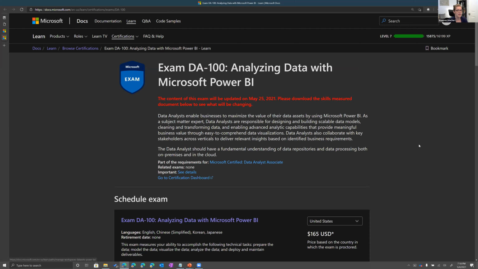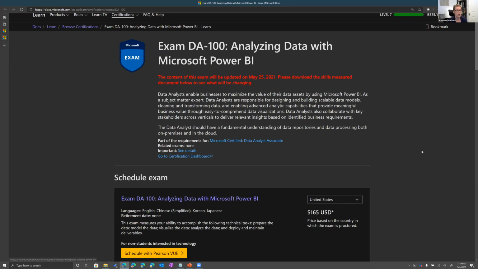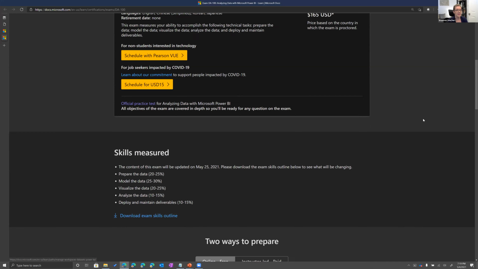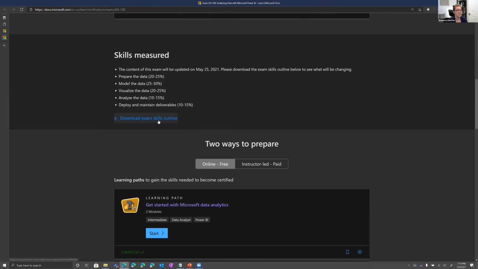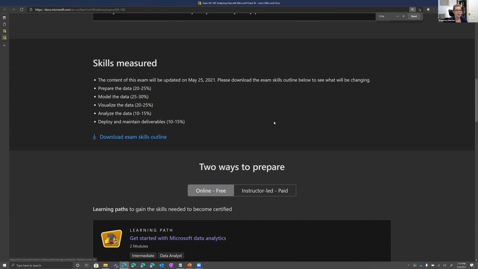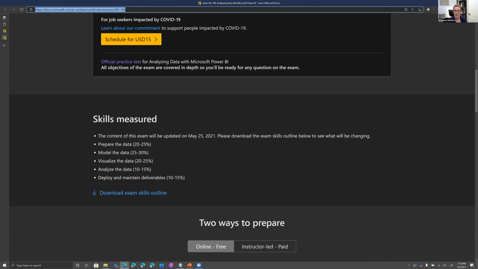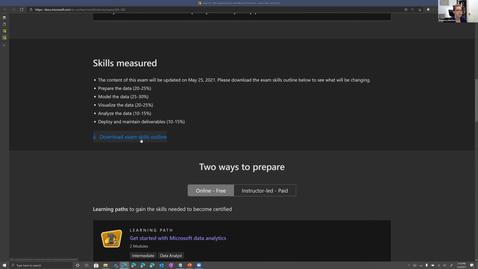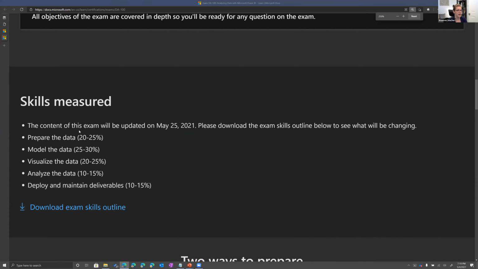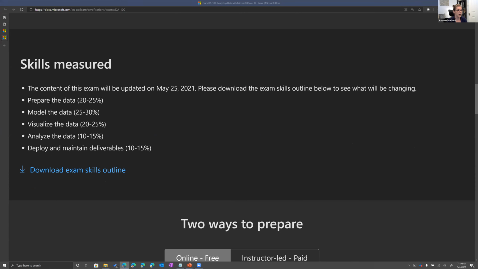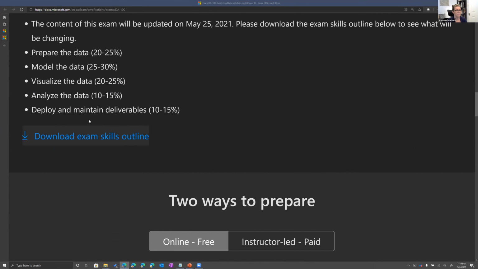If you open up the web page, there are a number of different links in here, but I like to scroll down. The first place I like to visit here is this skills measured. Let me just drop this also into the chat in case people want to follow along. Here, what you can see in the skills measured is what we're going over in the exam. So we are preparing and modeling data, visualizing data, doing analysis, and deploying and maintaining deliverables. Now, these could mean different things to different people, so let's take a look at what these mean.